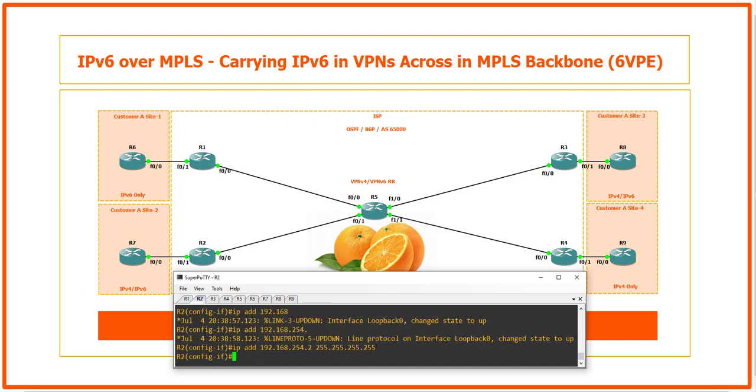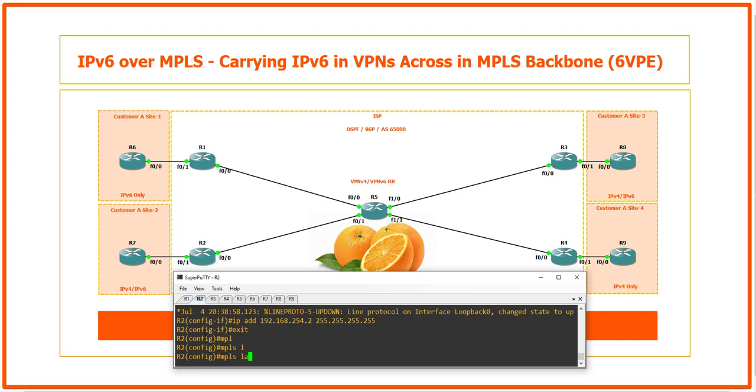In R2, again, MPLS label range is between 200 and 299. And after that, for example, we can configure the OSPF on router 2, router OSPF 1, router ID is 192.168.254.2. Then in the interface FastEthernet 0/0, I'm using IP OSPF 1 area 0, then IP OSPF network point-to-point. And after that, interface loopback 0, IP OSPF 1 area 0. And finally, router OSPF 1, MPLS LDP autoconfig.